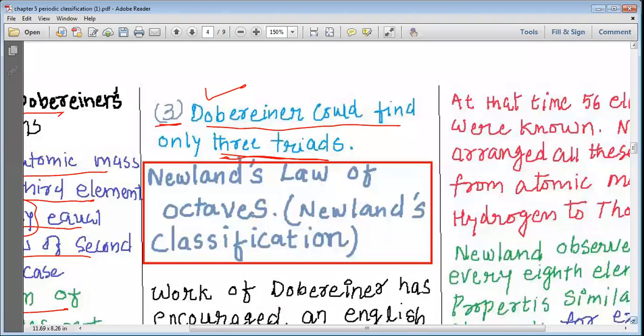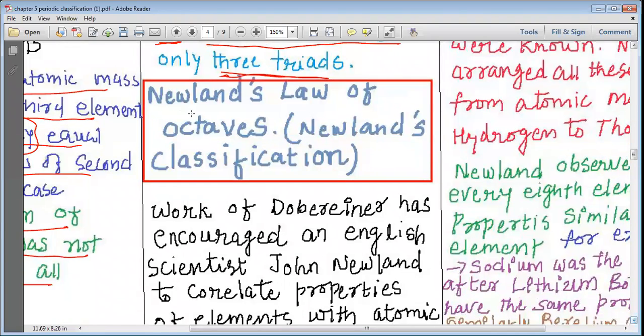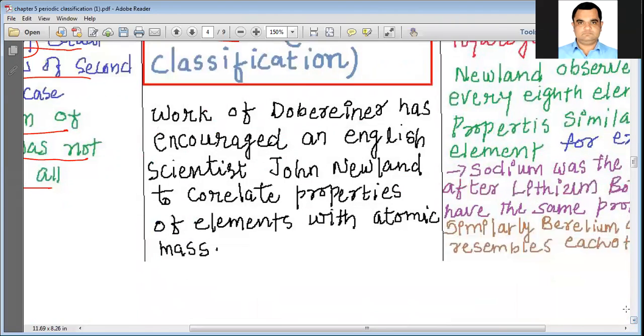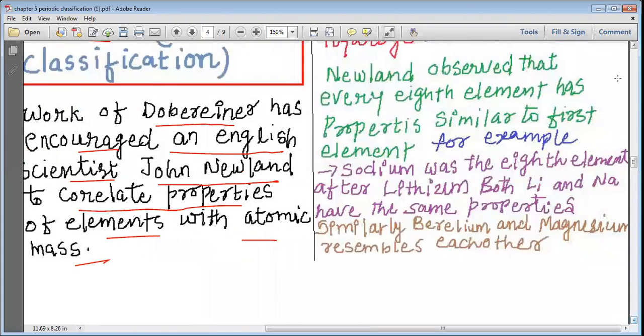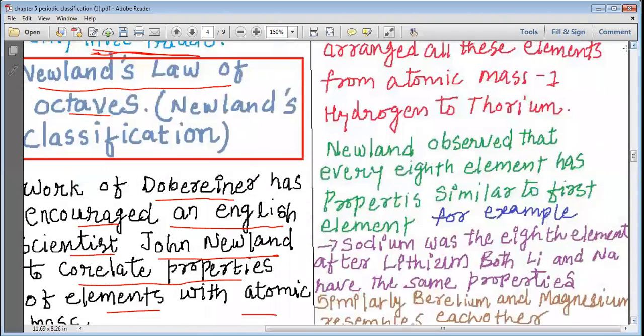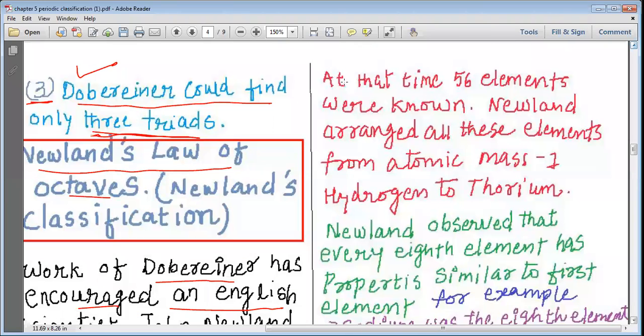Now, my dear students, we want to study Newland's law of octaves, or Newland's classification. So let us study about them. The work of Dobereiner encouraged an English scientist, John Newland, to correlate the properties of elements with their atomic masses, and to arrange the elements in a classified manner.